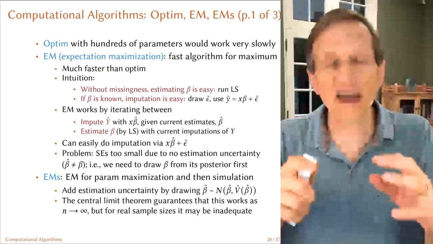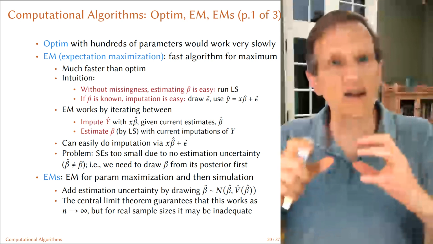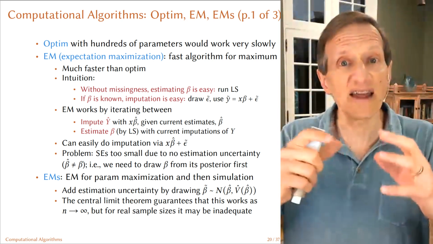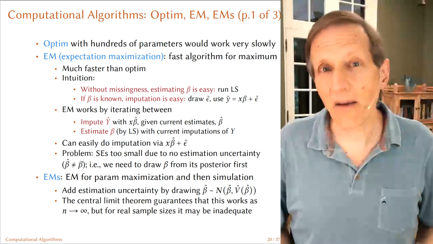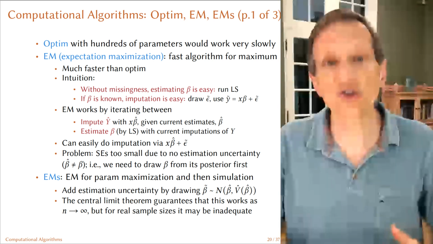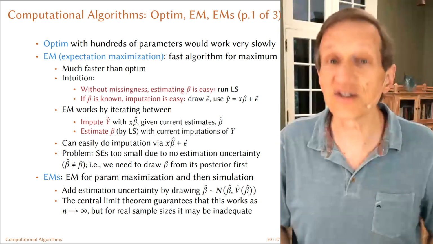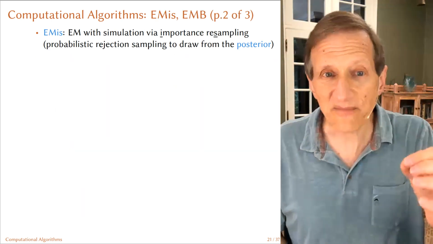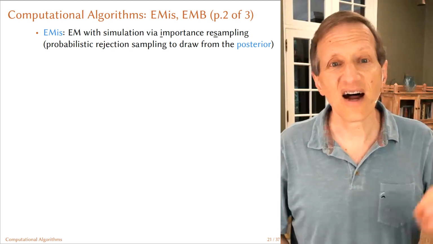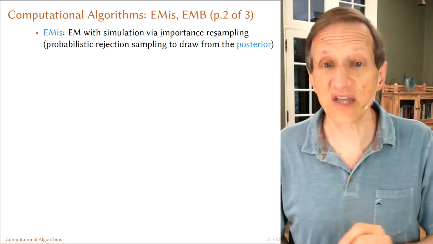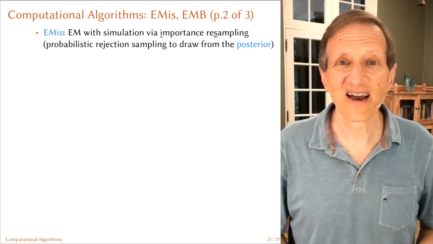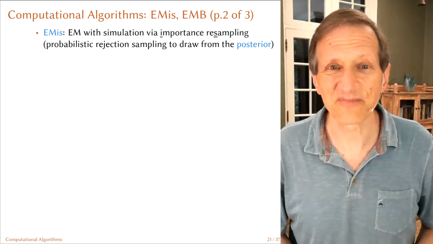And so we need to go an extra step beyond the blanket assumption that the central limit theorem applies. We're going to go that extra step and figure out a better way of approximating whatever the true distribution is, rather than assuming that the central limit theorem applies and it's multivariate normal. So this is called EMIS, and so it's EM with simulation via importance sampling. This was in the first paper, the APSR paper that we did, I listed at the beginning of this lecture.